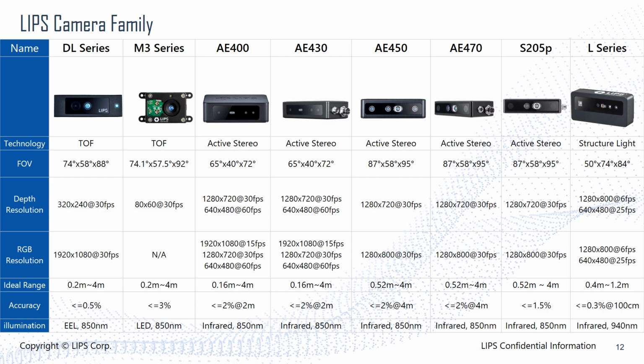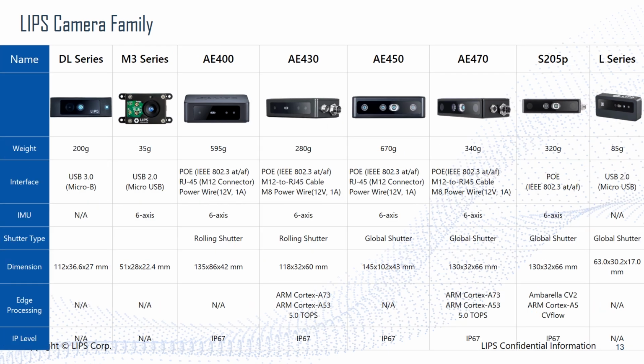Additionally, the LIPS Edge AE and S series interfaces are Power over Ethernet, which simplifies the installation with just a single Ethernet cable. LIPS Edge AE 430 and AE 470 also have edge computing enabled on device that can run at 5 TOPS. And the S series comes with a built-in Ambarella CV2 SoC, which can provide powerful image processing applications running on the edge.